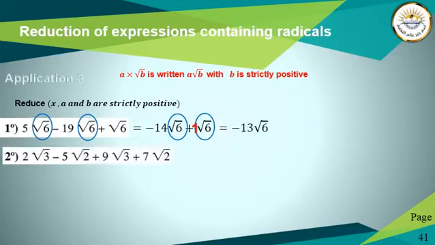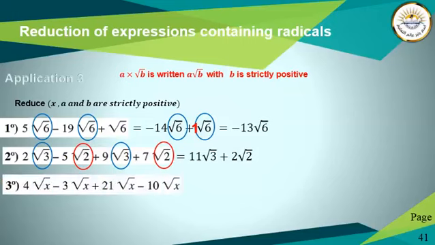So now number 2, we have 2 radical 3 minus 5 radical 2 plus 9 radical 3 plus 7 radical 2. We have to deal with the numbers that have the same radical, or the same number under the radical. So 2 radical 3 with the 9 radical 3, and minus 5 radical 2 with the 7 radical 2. The answer will be 2 plus 9 is equal to 11, and minus 5 plus 7 is equal to 2. So the final answer will be 11 radical 3 plus 2 radical 2. And these two terms, we cannot add them together because they have different radicals.